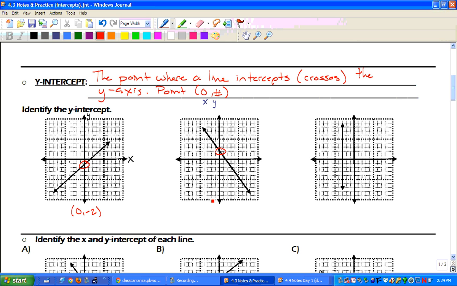Okay, where does it cross up there? That's at 0, 3. Okay, and on this one, where does it cross the y-axis over there? It doesn't, so this one is none.